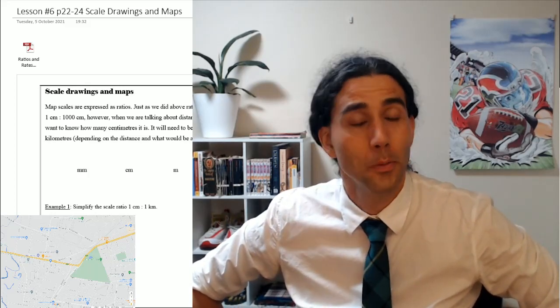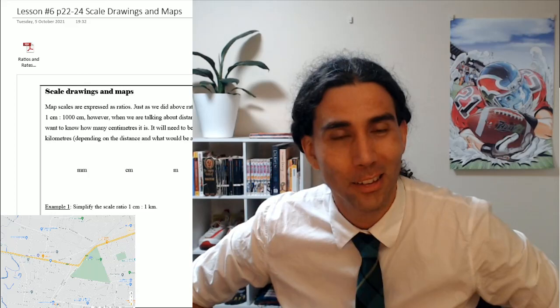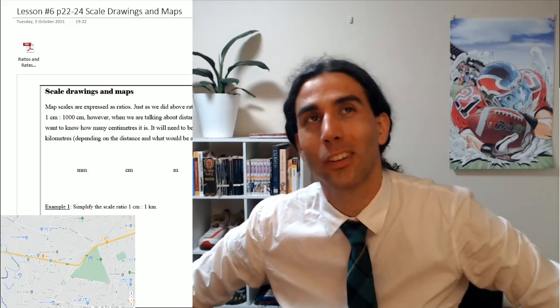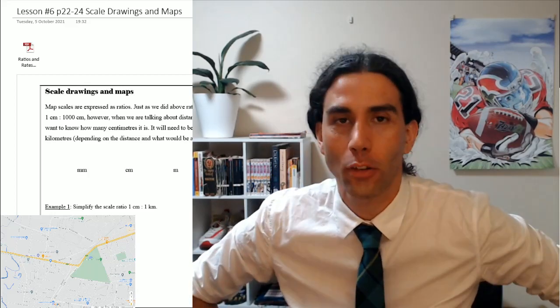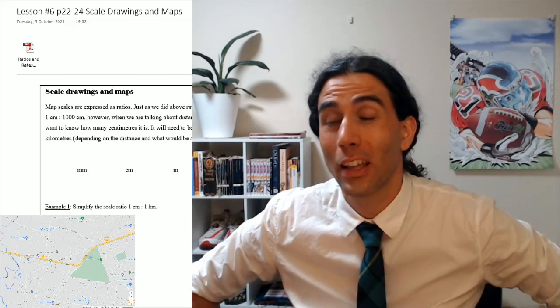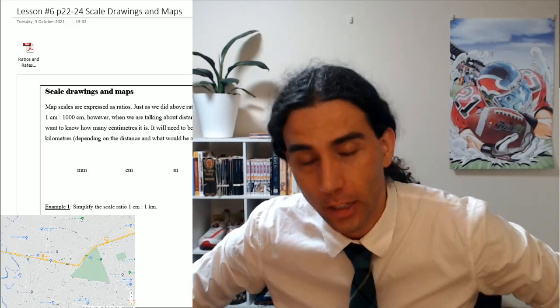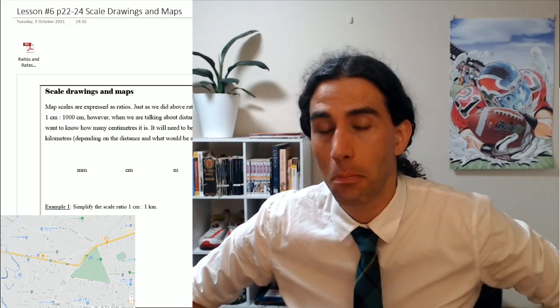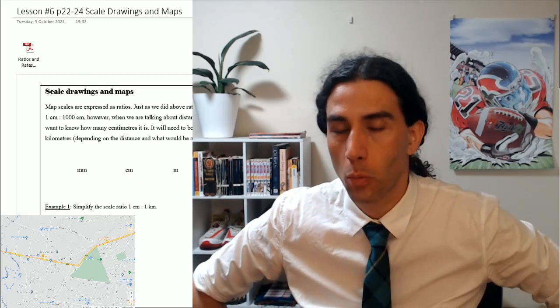Hello, hello, hello. Welcome to our next lesson of ratios and rates. This is from the Stage 4 Year 2 Maths curriculum. And we are looking at lesson number 6, sticking with the scale drawings, scale maps here. And we've got some work from the booklet to do.